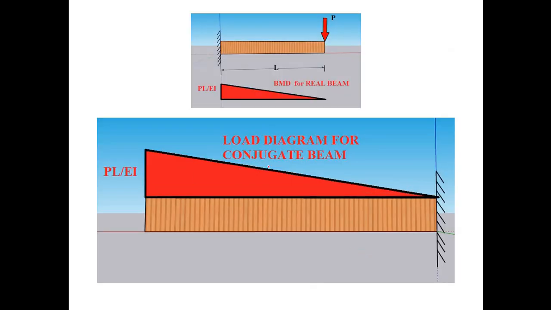In the next slide you can see this is the real beam and this is the conjugate beam, where you have A and B and the length is L. Now this is applied as loading here. The triangular loading is the bending moment diagram of the real beam, taken as the load diagram for the conjugate beam. So from here you have calculated the bending moment diagram for the real beam, and it is shifted to the conjugate beam as the load diagram. For this load diagram you have to calculate the moment at the fixed end of the conjugate beam.